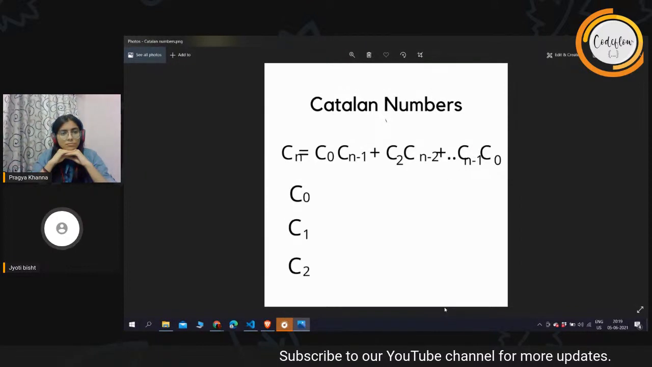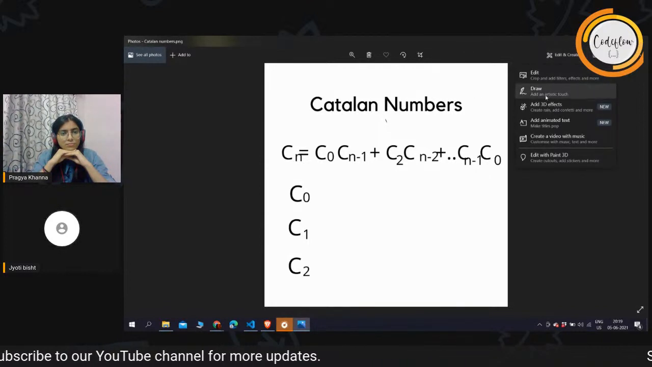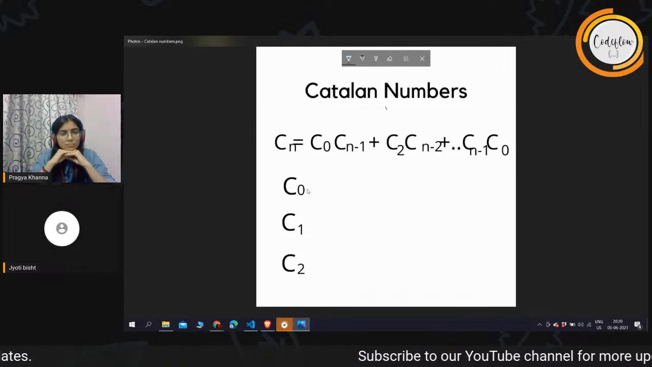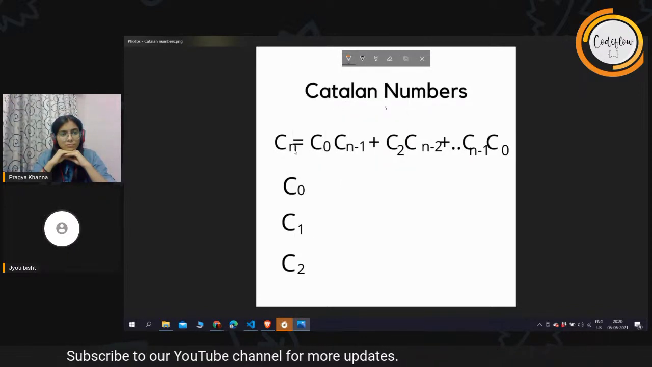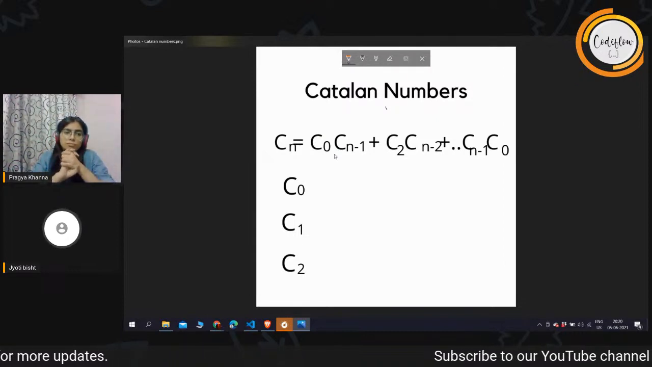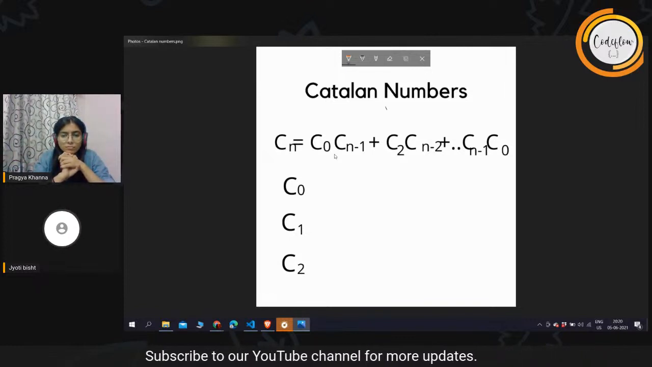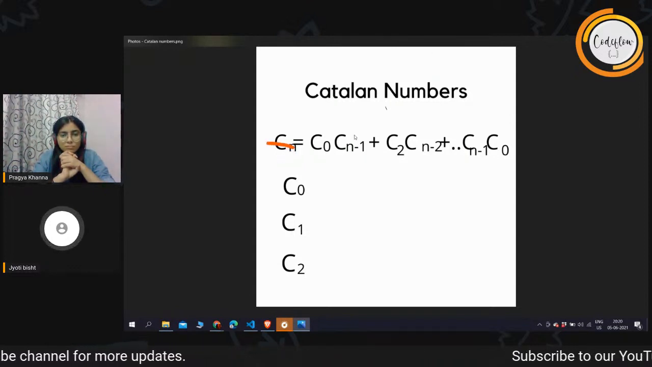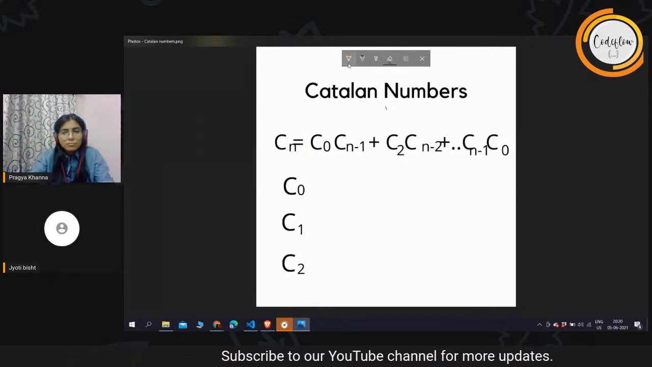Okay. Catalan numbers is just a series like this, like any other series such as AP or GP. For example, Catalan number of n is equal to Catalan number of 0 into Catalan number of n minus 1, plus Catalan number of 1 into Catalan number of n minus 2, and so on, until we reach C of n minus 1 into C of 0. C is just used to represent the Catalan number.